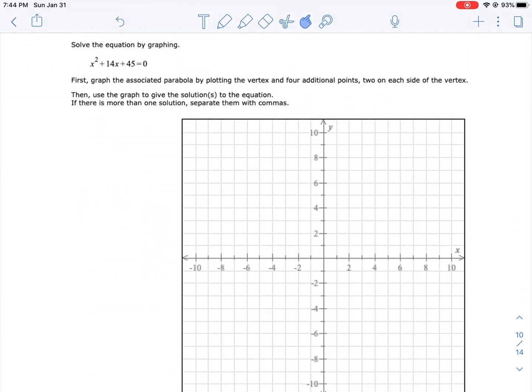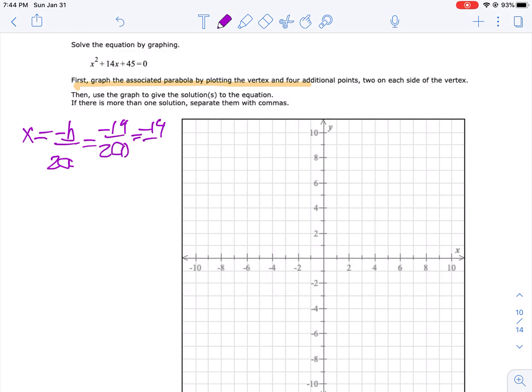Okay, we want to solve this equation by graphing. But we have to graph it. So let's start here by first finding your vertex, kind of like we did in the last question. So x equals negative b over 2a. In this case, b is 14, so we get negative 14 over 2 times 1. So you get negative 14 over 2, x equals negative 7.